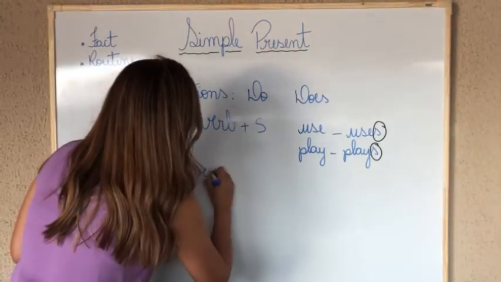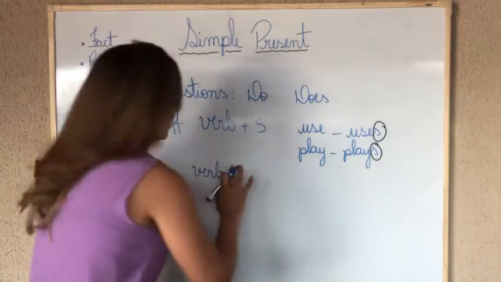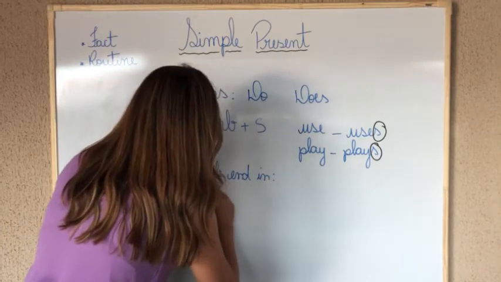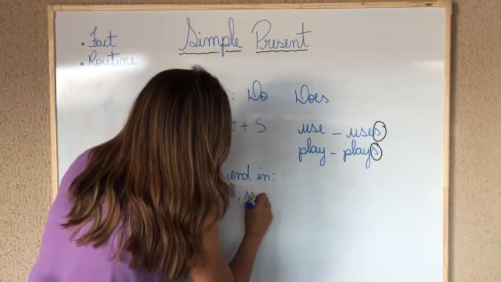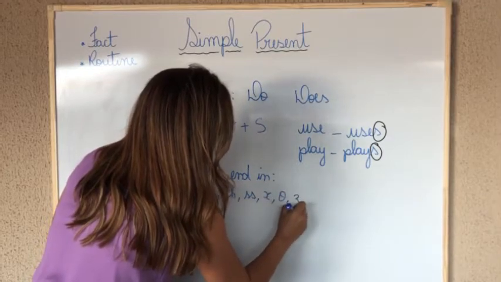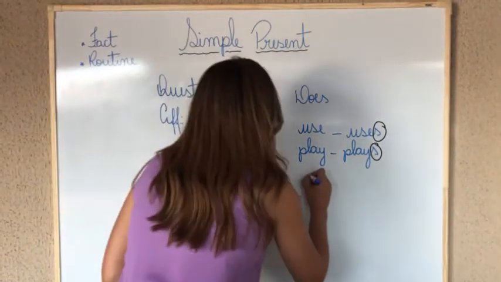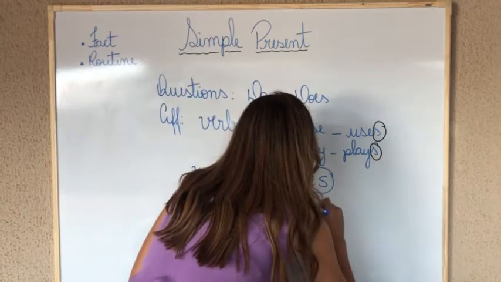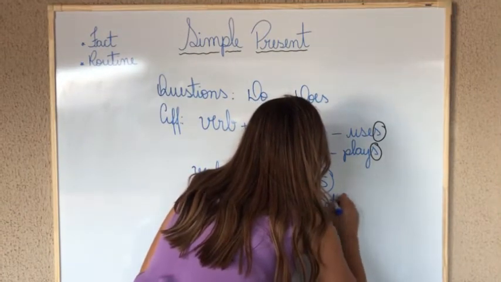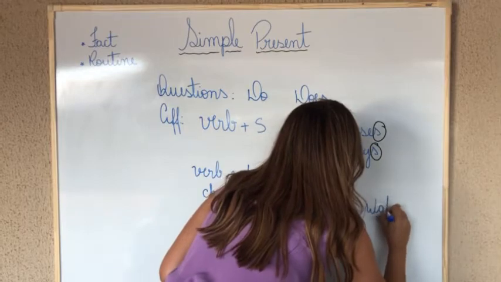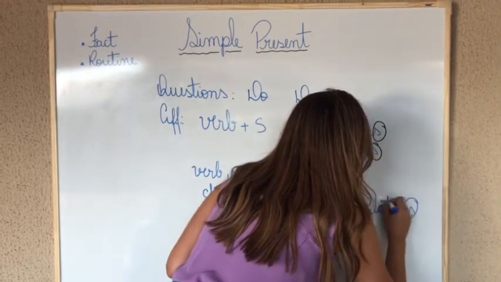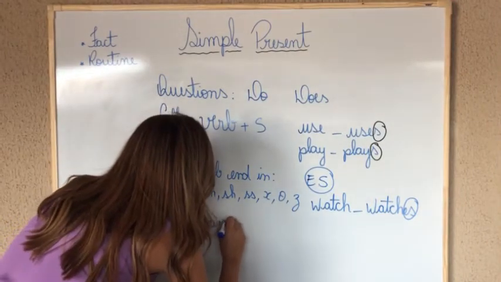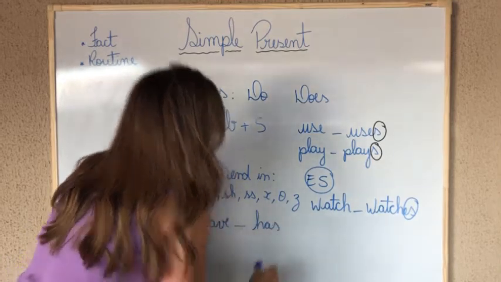But if the verb ends in ch, sh, ss, x, o, or z, you are going to add es. For example, the verb watch. Watch, watches. Okay? We add es only in affirmative. And the verb have, it changes. The verb have changes to has.